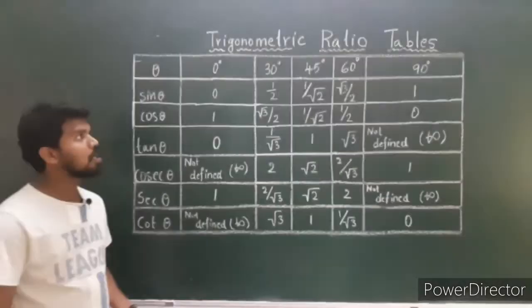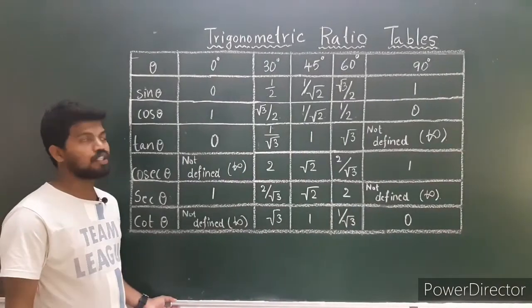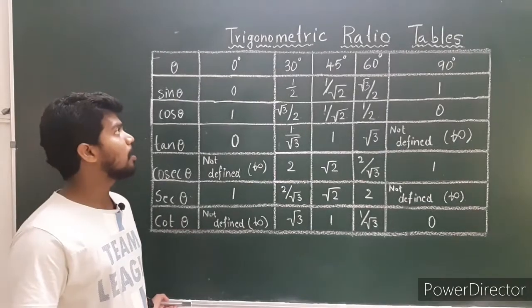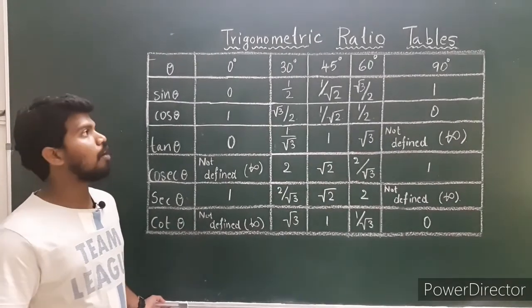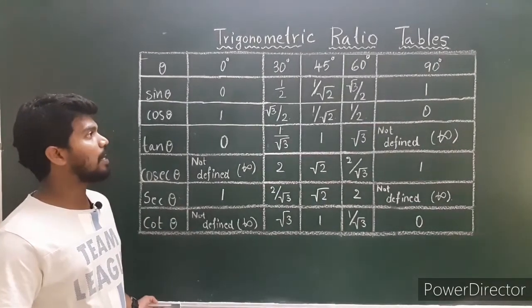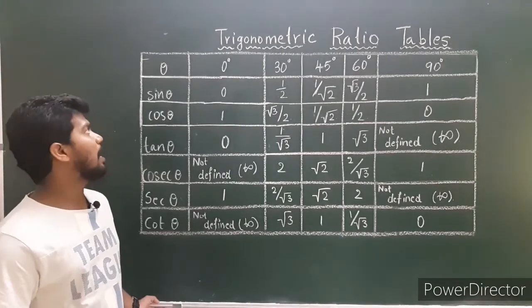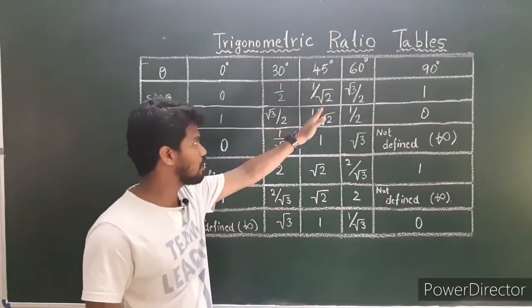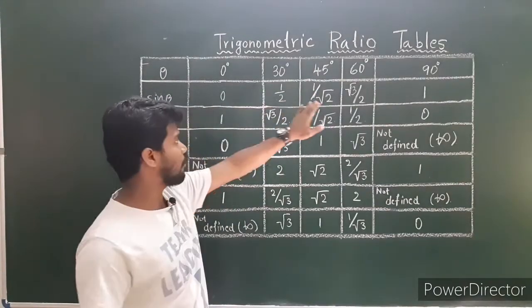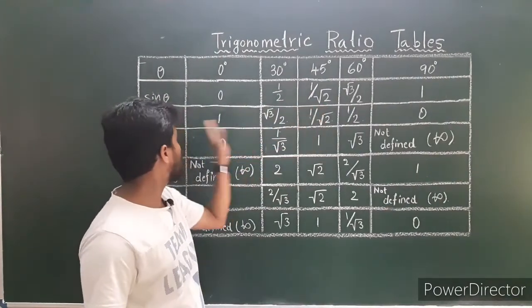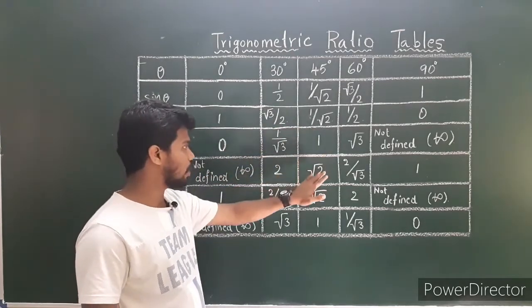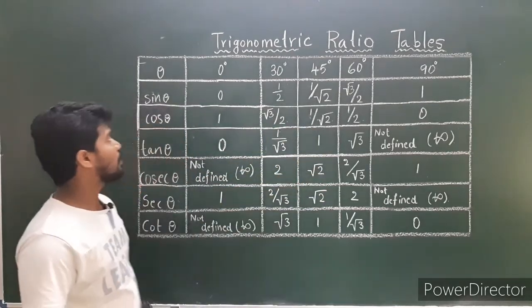We tabulate the trigonometric ratios from 0 degree to 90 degree. So first, let us find out 45 degree. See this, check it. Sine 45 is 1 by root 2, cos 45 is also 1 by root 2, and tan 45 you get 1.